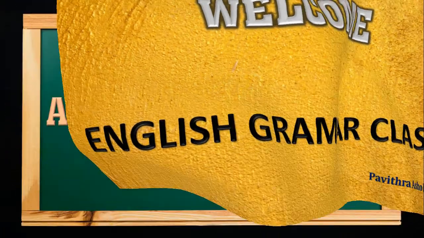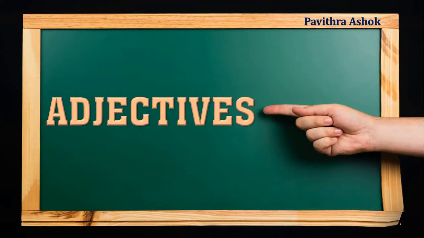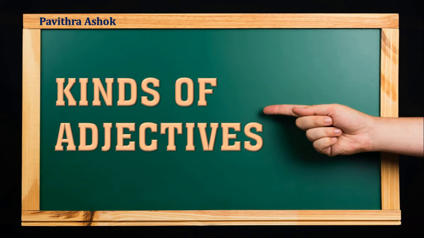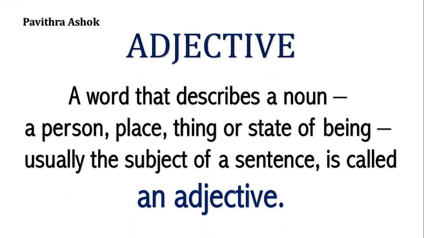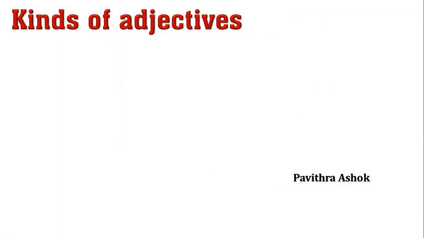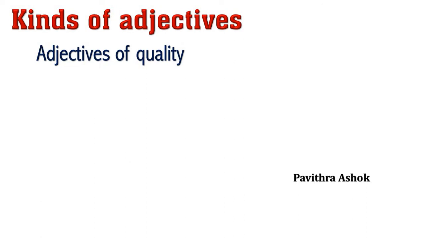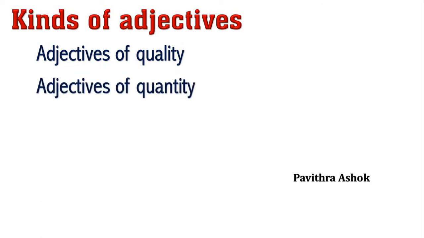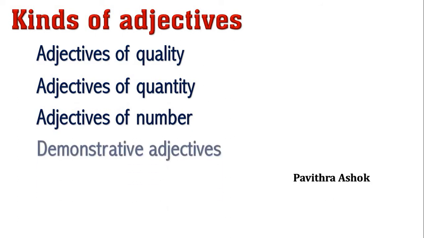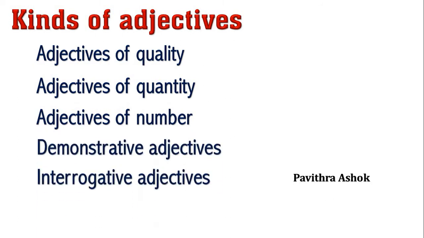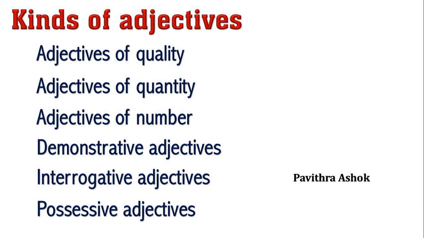In the previous session, we had discussed adjectives. In this session, we'll understand the kinds of adjectives. What is an adjective? A word that describes a noun, a person, place, thing, or state of being. Let's move on to kinds of adjectives. They are adjectives of quality, adjectives of quantity, adjectives of number, demonstrative adjectives, interrogative adjectives, and possessive adjectives.